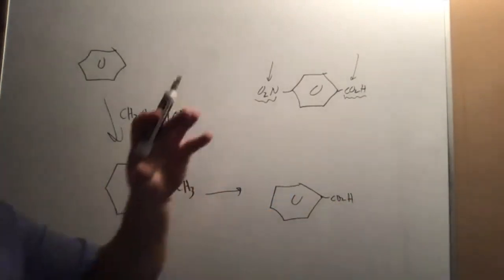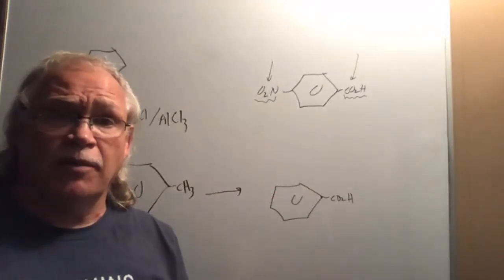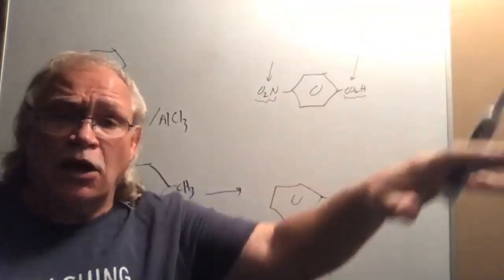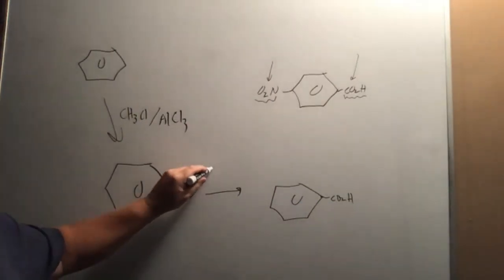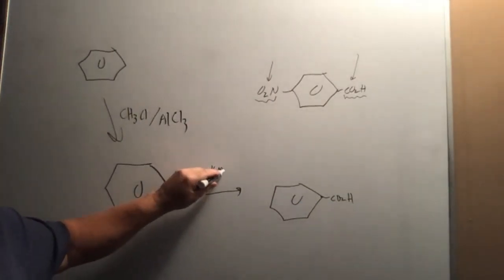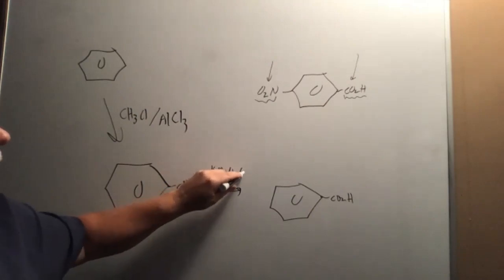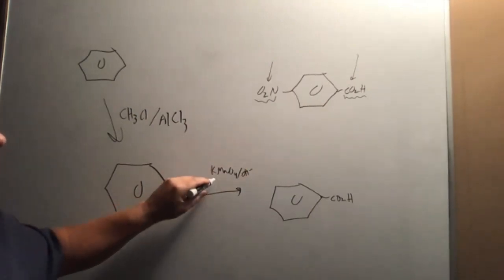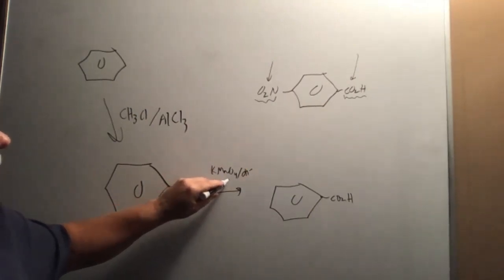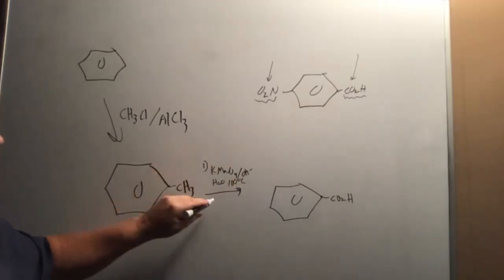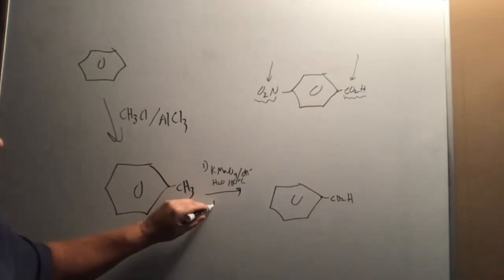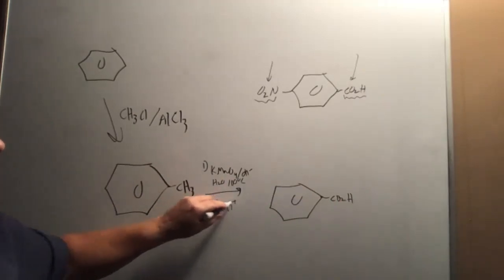Now again, here's where your note card is going to come into play. You should be able to look at your note card and see that the reagent for this is KMnO4, OH minus, water, 100 degrees Celsius, and then to turn it back into the carboxylic acid in the second step, I'm going to protonate it.